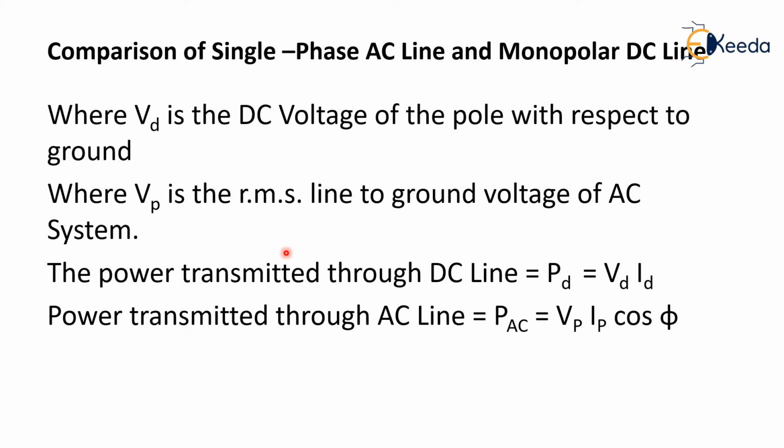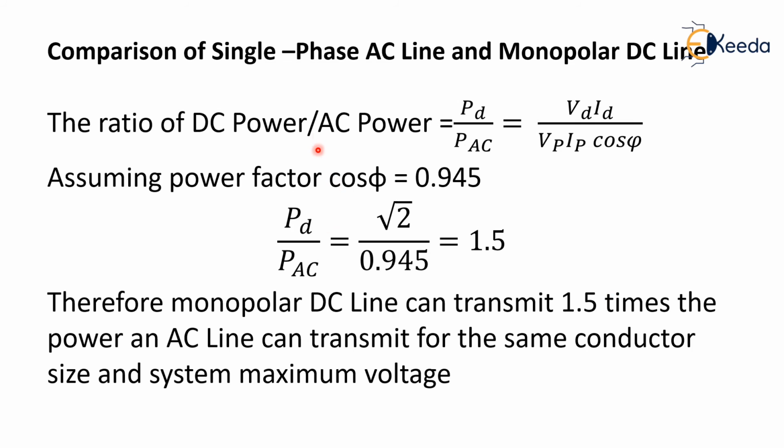The power transmitted through the DC line can be calculated as the product of voltage and current, so PD is equal to VD multiplied by ID. The power transmitted through the AC line is VI cos phi, so PAC is equal to VP IP cos phi. So the ratio of DC power to AC power is PD divided by PAC, which is equal to VD ID divided by VP IP cos phi.